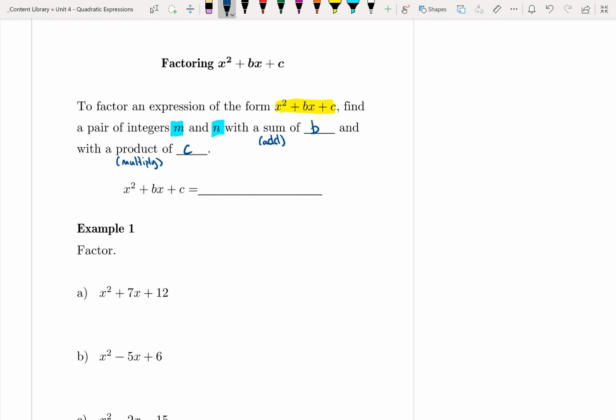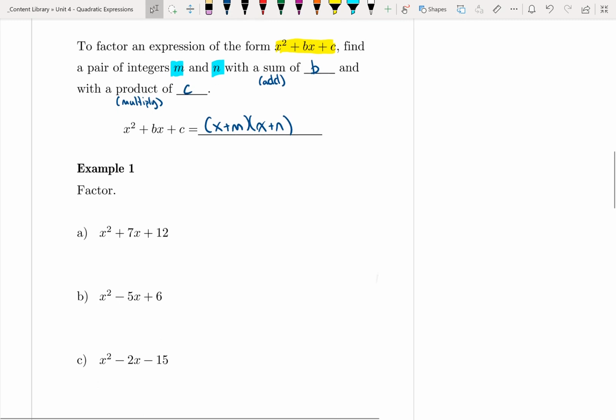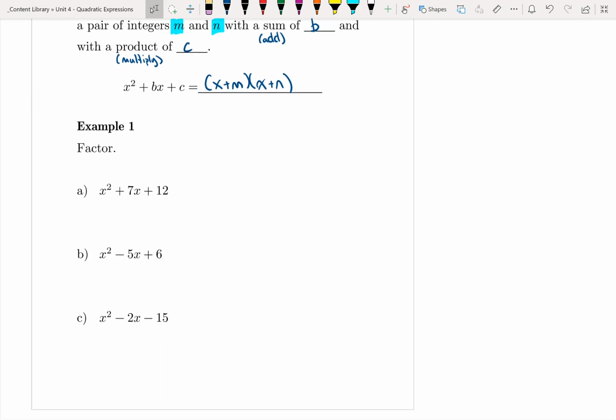And when we find these two numbers, x squared plus bx plus c works out to x plus m multiplied by x plus n. So basically, once you find those two numbers, you plug them into your equation. So it'd be x plus that one integer times x plus n, or your other integer. And we'll work through some examples, and we'll go through a couple different ways. But basically, the hardest part is going to be finding those two numbers. It's more like a puzzle almost.